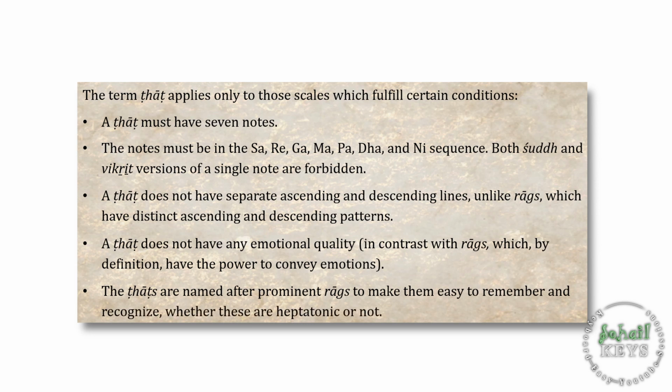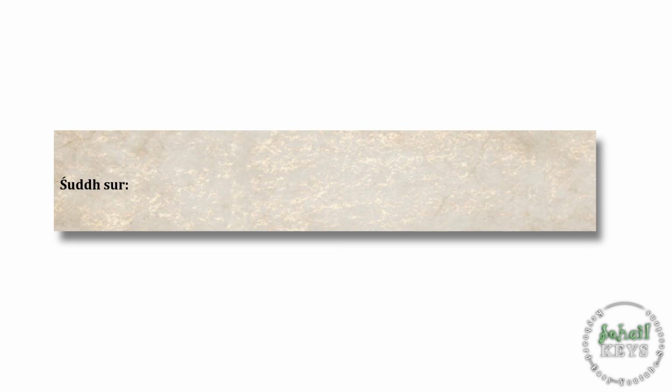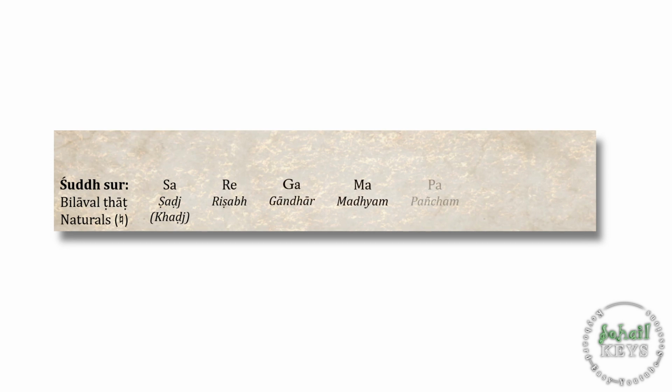Shuddh sur. In Bilawal thaat, all the sur are Shuddh, which means pure. In Western music, they are known as naturals and structured precisely the same as a C major scale. They are considered so because most notes have consonant intervals from the tonic sa. Sa, Shadja or Kharaj, Re, Rishabh, Ga, Gandhar, Ma, Madhyam, Pa, Pancham, Dha, Dhaivat, Ni, Nishad or Nikhad.